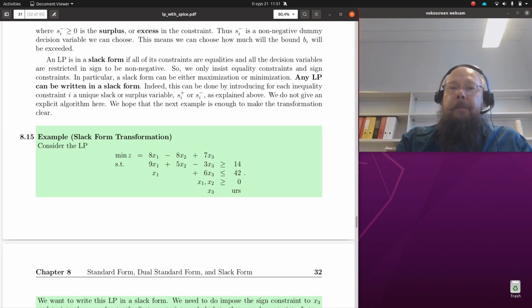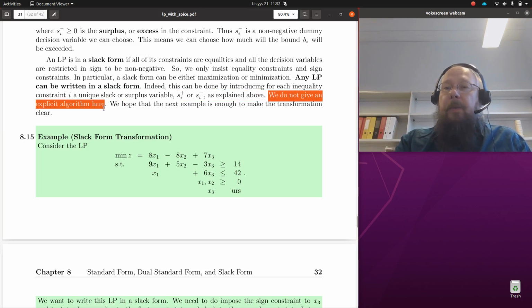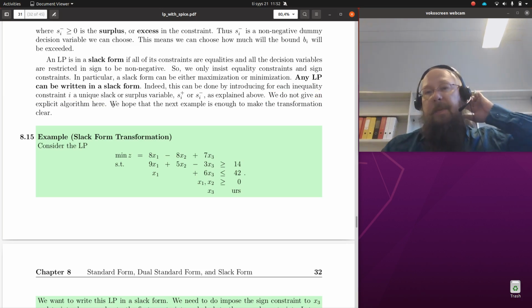I do not give an explicit algorithm here. I think that would be a bit of an overkill. Let's just look at an example and see how this goes. This shouldn't be too difficult. I think this is the easiest transformation we have.